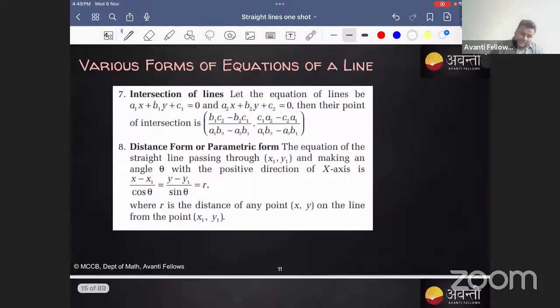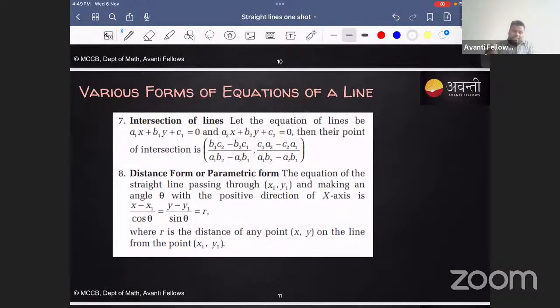Done? Now, intersection of lines. Intersection of lines is simply like solving the lines. And this formula is definitely given here, but you don't have to remember it. There is no need of remembering any formula. Simply apply the elimination method or substitution method to solve two lines. Got it? Now, distance form or parametric form, this is very important.